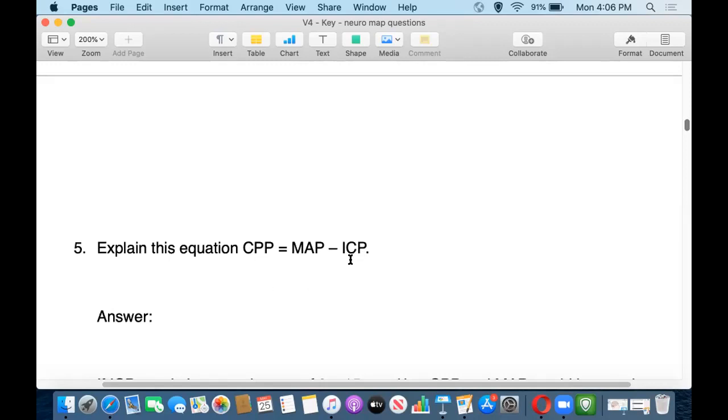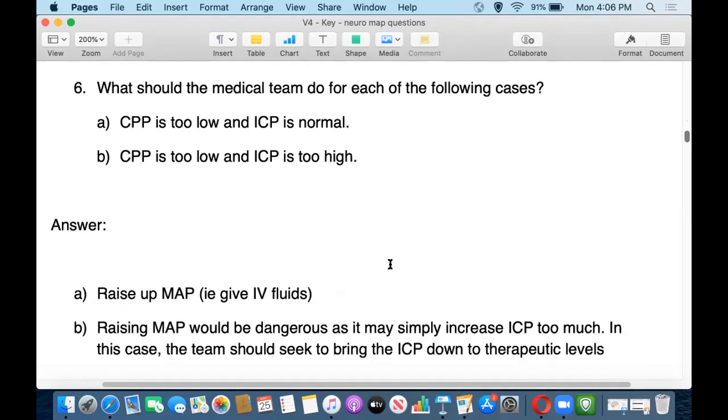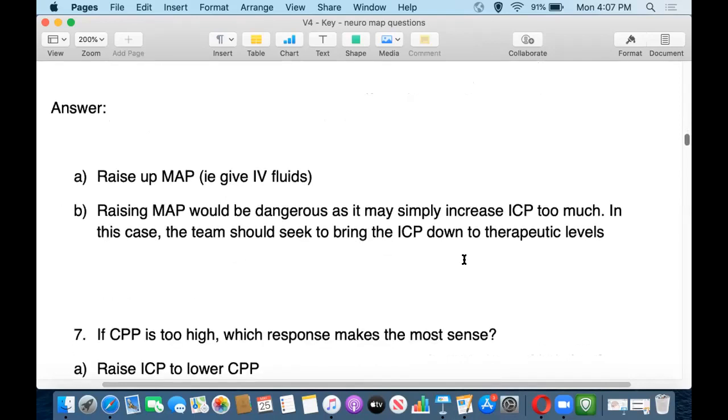How do we lower ICP? That could be surgery to drain blood and fluid out of the brain. Let's see if that's the correct answer, 6B. It is. Okay, and finally, question 7.